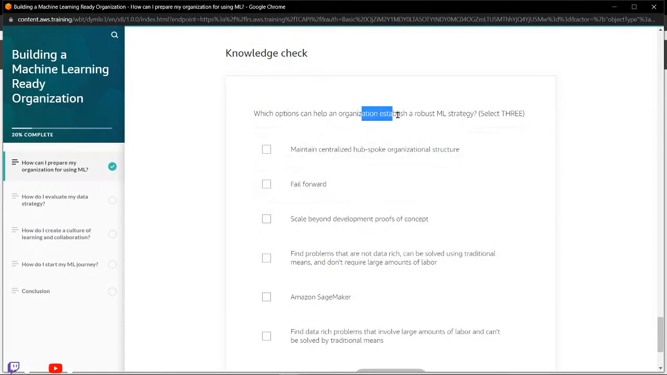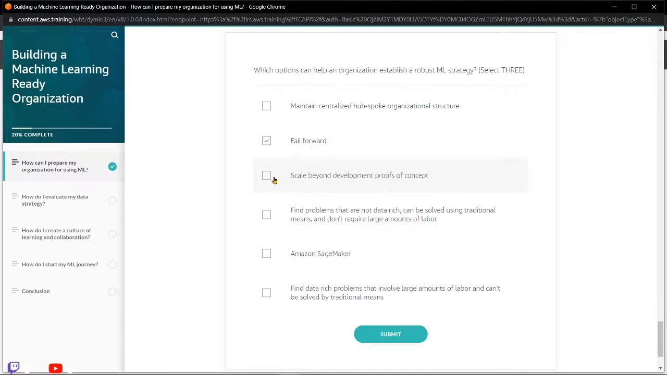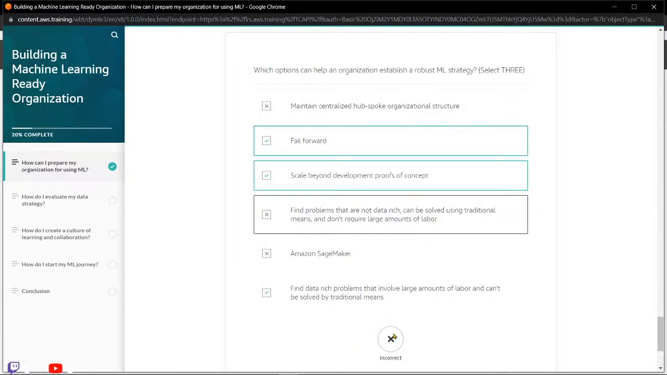This can help an organization establish a robust ML strategy, maintain centralized performance, and fail forward. So this is a multi-step question: select three. Fail forward, scale beyond proof of concept. Find problems that are not data rich, can be solved in a solution with a large amount of labor, find data rich problems. I think this three. Find data rich problems that involve a large amount of labor.